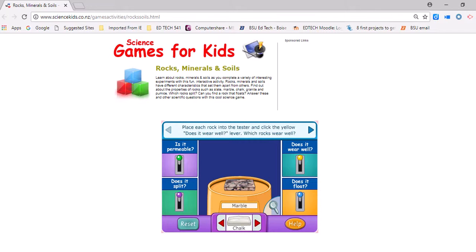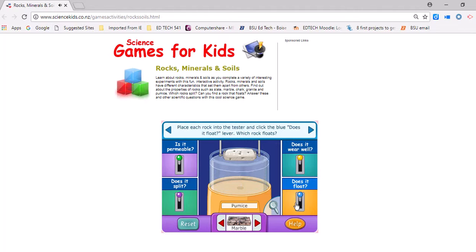I'm going to pause it for just a second. When they finish trying each type of material on does it wear well, then they go to the green and do the test. Then they move on to does it split, and it really is a good representation for them to see. And again, they can be using their science notebooks and recording. And then does it float? And they can be recording their ideas about why something does.